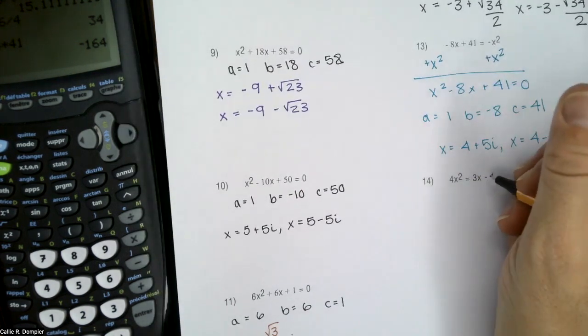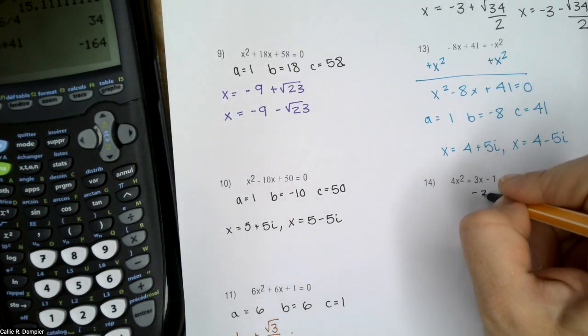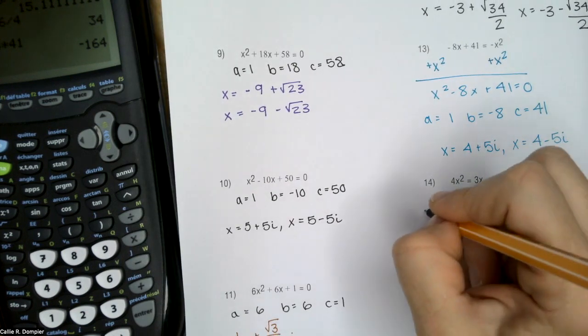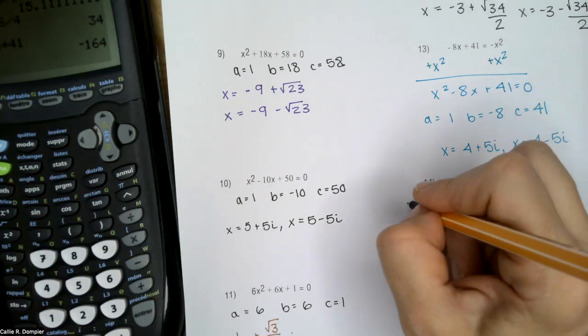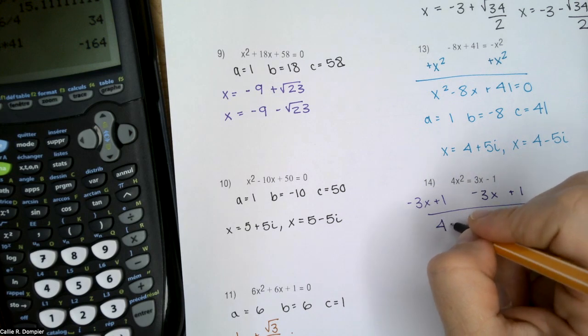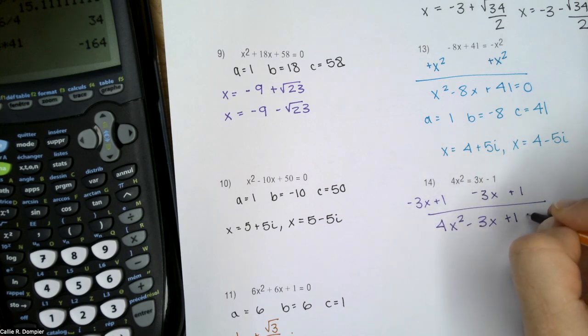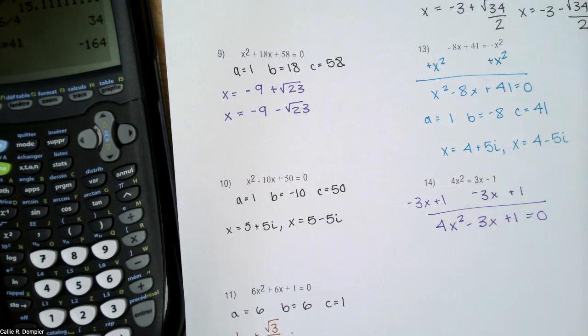Last one. 4x squared equals 3x minus 1. Again, I want my leading term positive, so I'm going to move everything to this side. Okay, so that I still have a positive a. 4x squared minus 3x plus 1 equals 0.